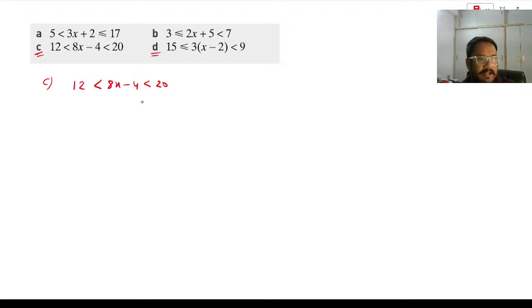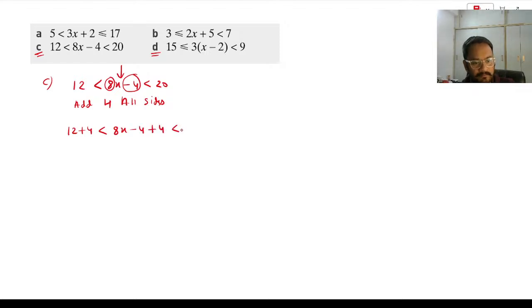Now there are three sides. In the middle, we want only x. So we need to eliminate this 8 also, and we need to eliminate this minus 4 also. So first of all, we'll add 4 on all sides. All sides means all three sides. So 12 plus 4 should be less than 8x minus 4, then I will add plus 4, and 20 plus 4. Now minus 4 and plus 4 can be eliminated, so the only thing left in the middle is 8x. Now 20 plus 4 is 24.